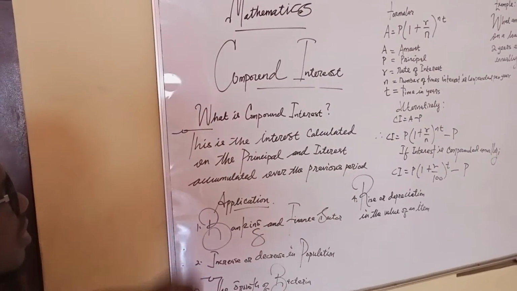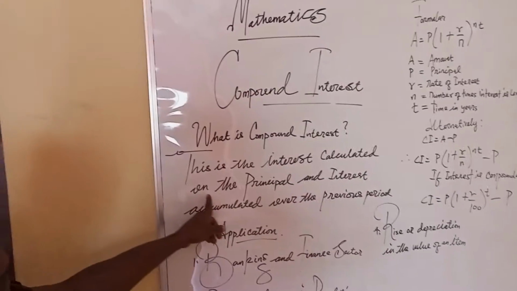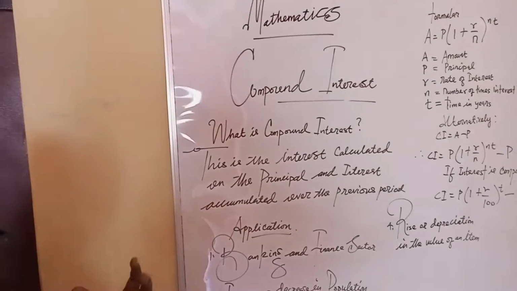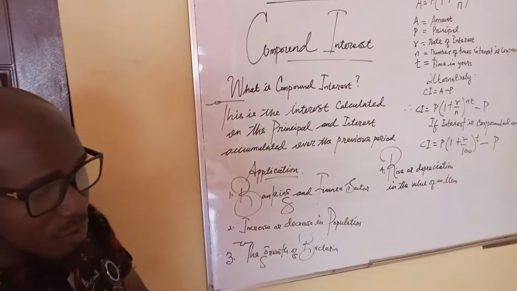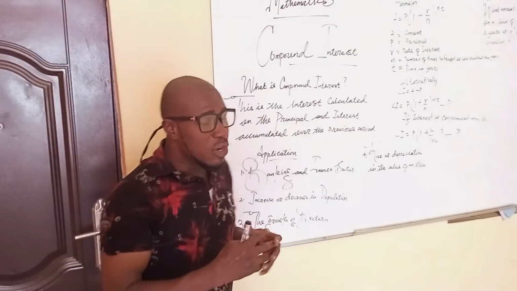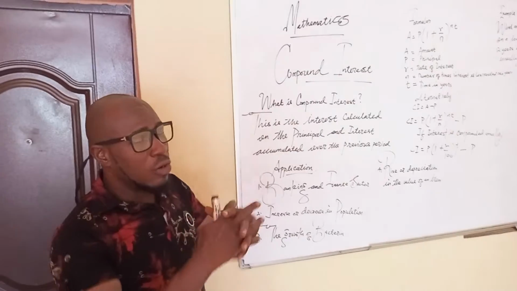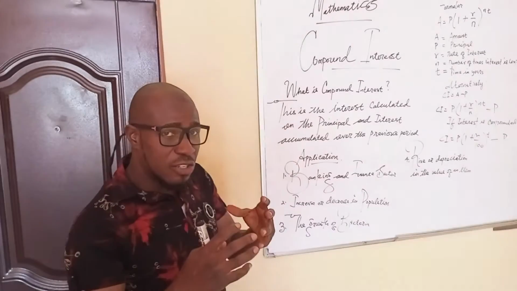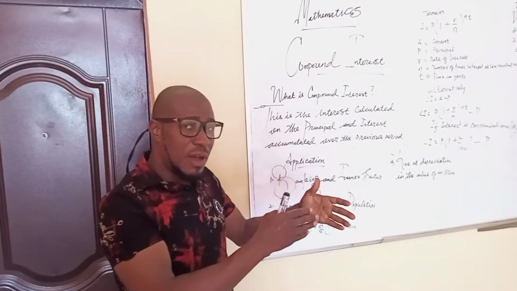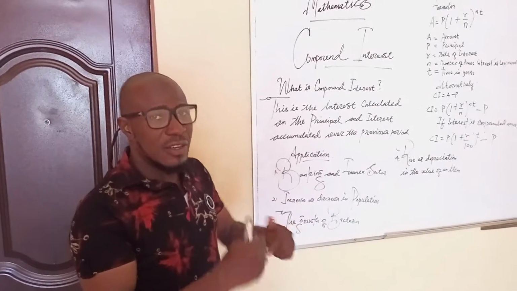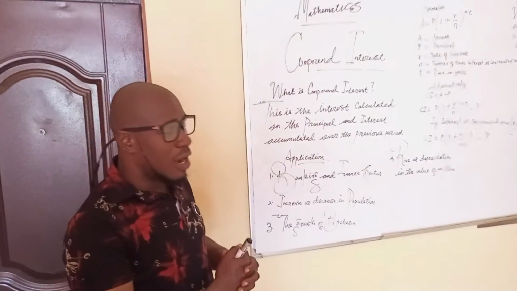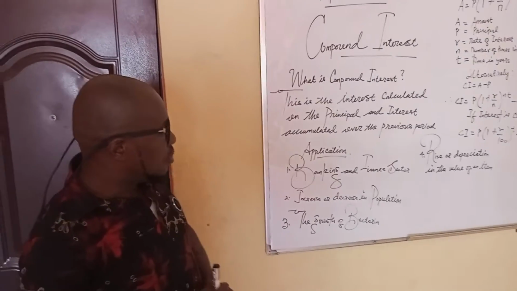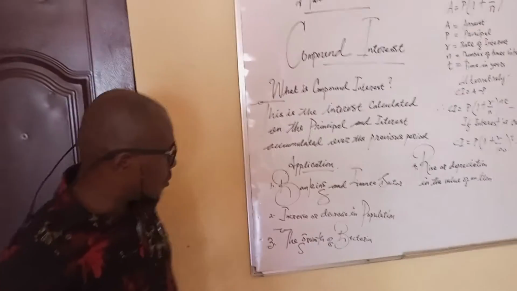And what is compound interest? It is the interest calculated on the principal and interest accumulated over the previous period. So the difference between compound interest and simple interest is that when you calculate the interest on the principal alone, that is simple interest. But when you calculate the interest on the principal and the interest for the previous year, then you are calculating compound interest.